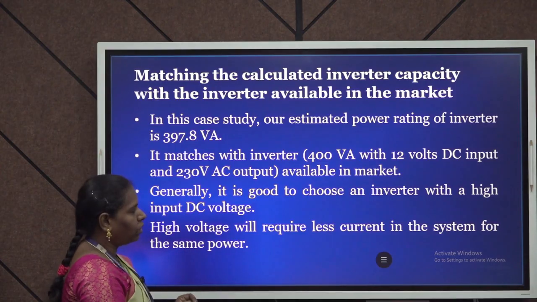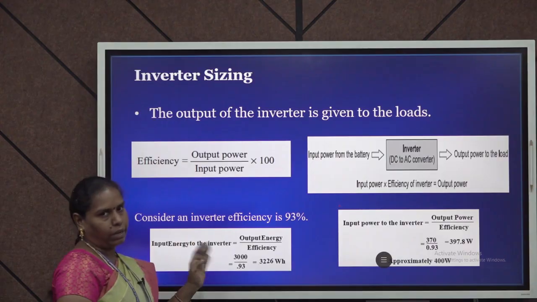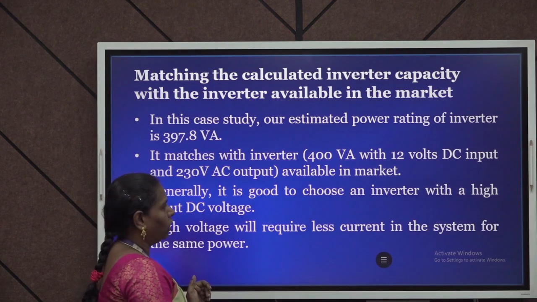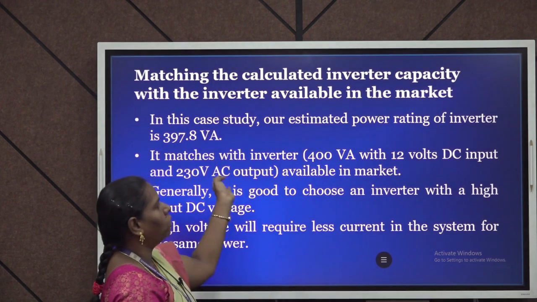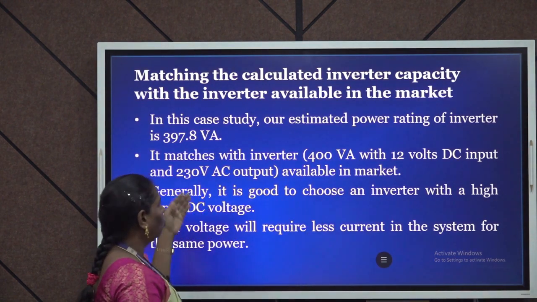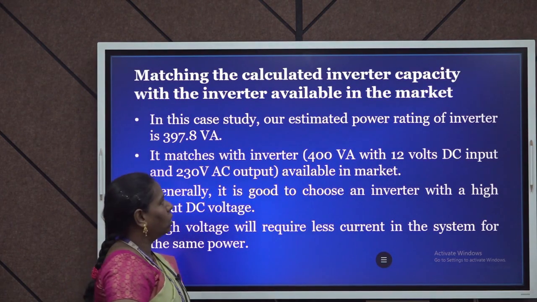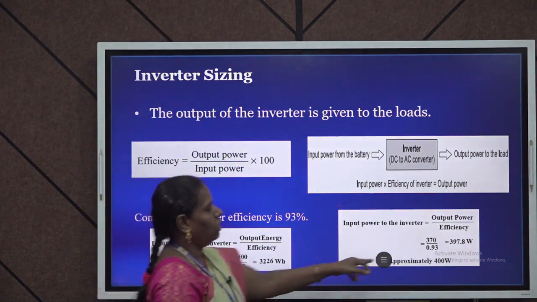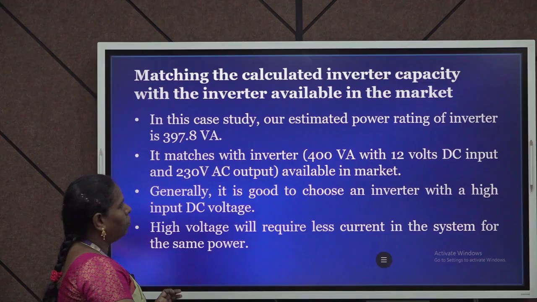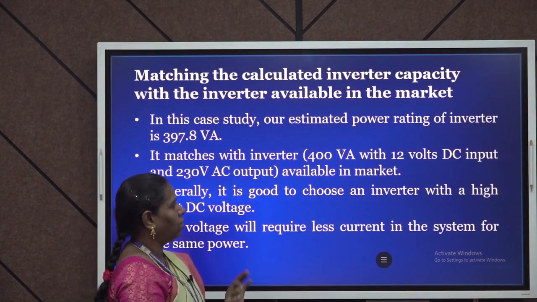Next, this is our input power to the inverter and input energy to the inverter, but we have to compare with the inverters available in the market. In the market, an inverter is available with 400 watts, 12 volt DC input and 230 volt AC output. So, we have to match with the market inverter. In our case, 397.8 watts is compatible with a 400 watt inverter. So, we may prefer a 400 watt inverter with 12 volt DC input and 230 volt AC output.